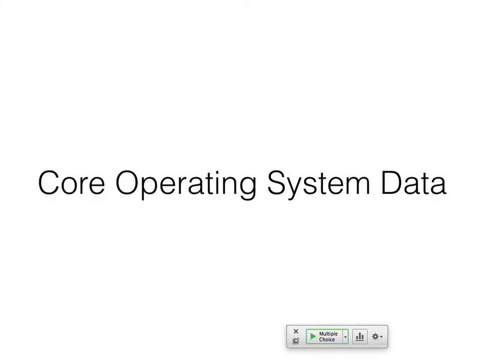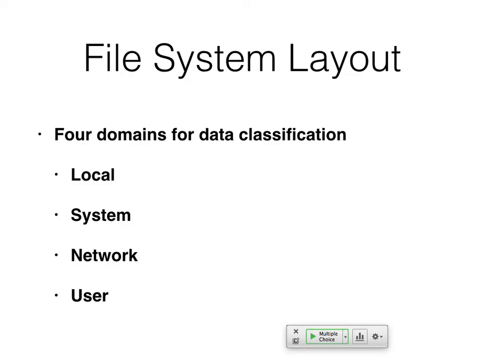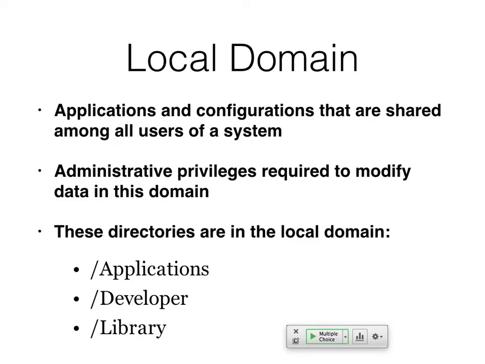All right. So then you got the operating system is here. There are 4 domains for data classification in the Mac: local, system, network, and user. And they serve different purposes. So the local domain is things that are shared among all users on the system, and that is applications, developer, and library. And these, the slash means they're from the root of the system. These are not owned by any user. They're not in the user profile.